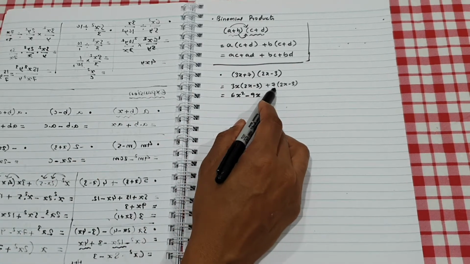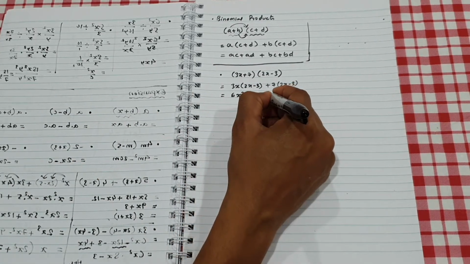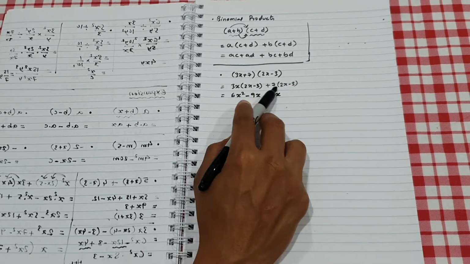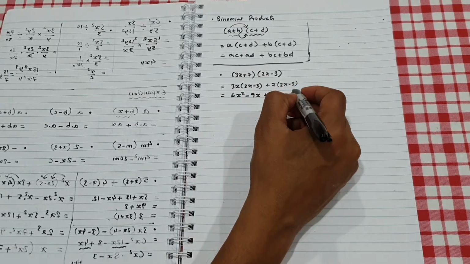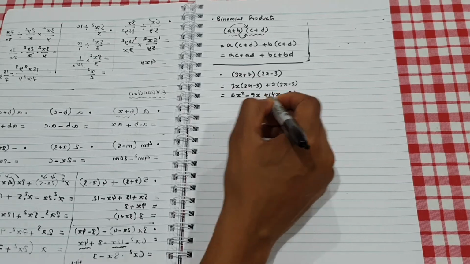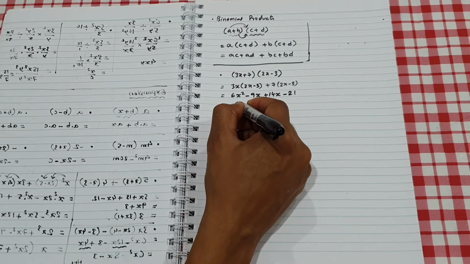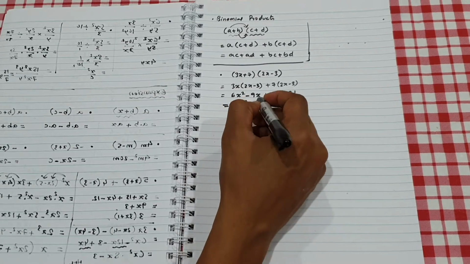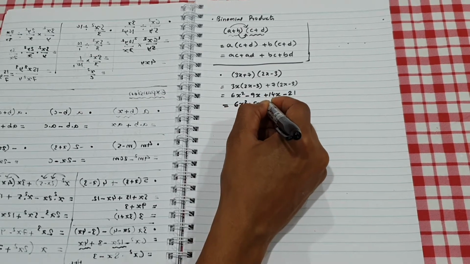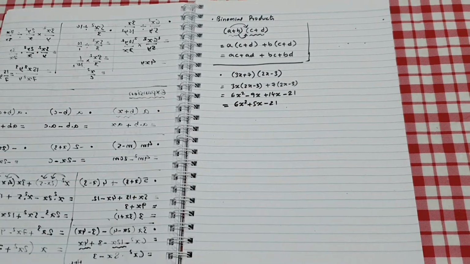Okay, plus 7 times 2x is plus 14x. And then plus 7 times minus 3 is minus 21. Can we simplify further? Yes, we can. 6x squared minus 9x plus 14x is plus 5x, minus 21. That is your answer. Okay, this is how you do multiplication of two binomial products.